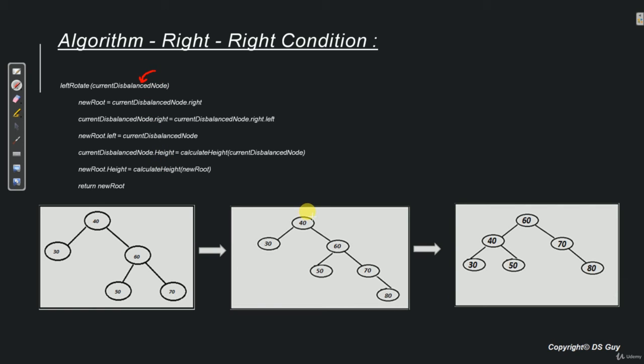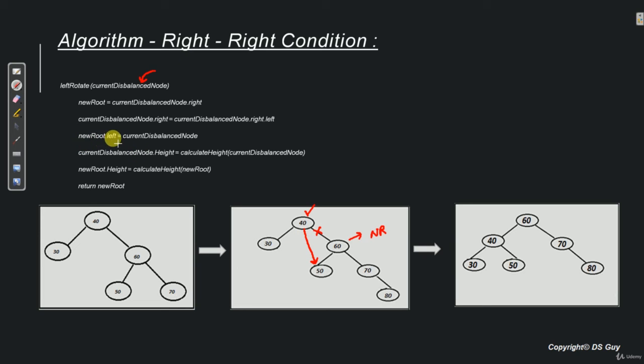So what is the current disbalanced node? It is 40. New root is equal to disbalanced node dot right. Disbalanced dot right is 60. So this is the new root. Disbalanced node dot right is equal to disbalanced node dot right dot left. Disbalanced node dot right dot left is 50. This gets assigned to disbalanced dot right. That is, this starts pointing over here and this reference gets cancelled out.